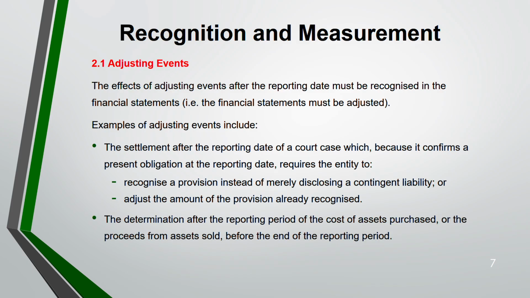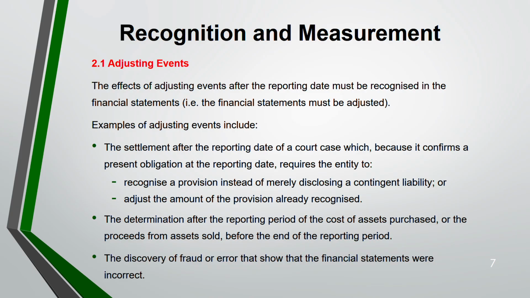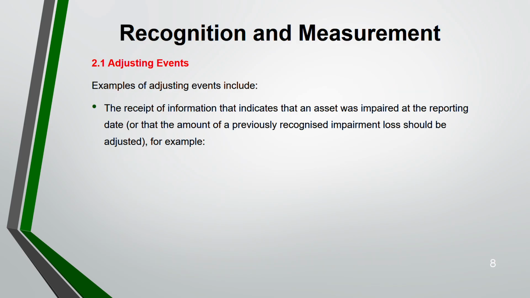Next, the determination after the reporting period of the cost of assets purchased or the proceeds from assets sold before the end of the reporting period. The discovery of fraud or error that shows the financial statements were incorrect. So these three are adjusting events, you have to adjust. If there is any fraud, any error, or any settlement due to a court case, or any amount that you have received from an asset that you have sold, or an amount that you have paid to buy the asset, you have to adjust all this.